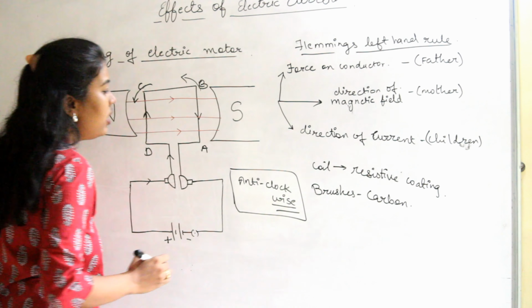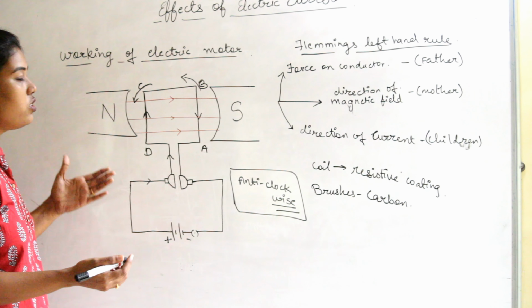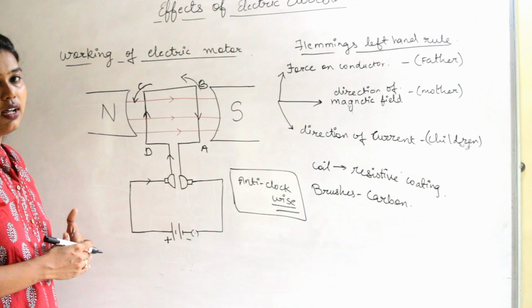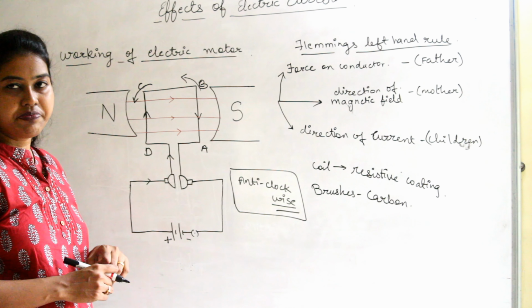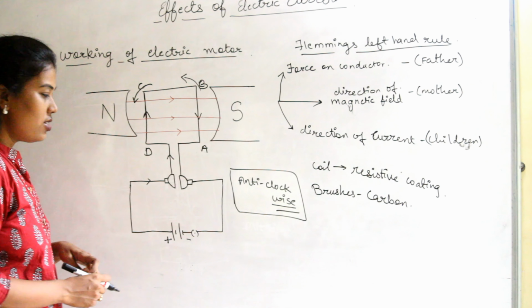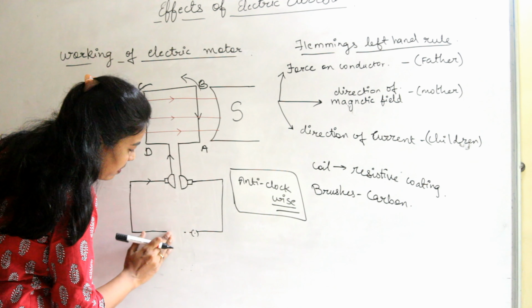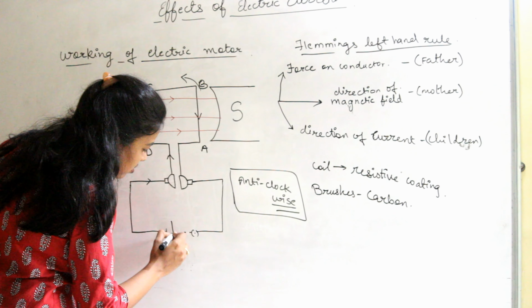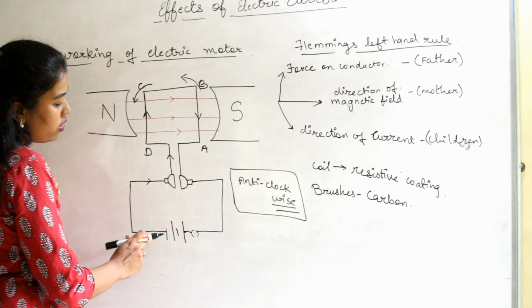Okay. And if you want to move this motor in the clockwise direction, then what should you do? What should be done so that the motor will move in a clockwise direction? This is my question. You have to simply reverse the polarity of the battery. Then what will happen? The current will flow in which direction?